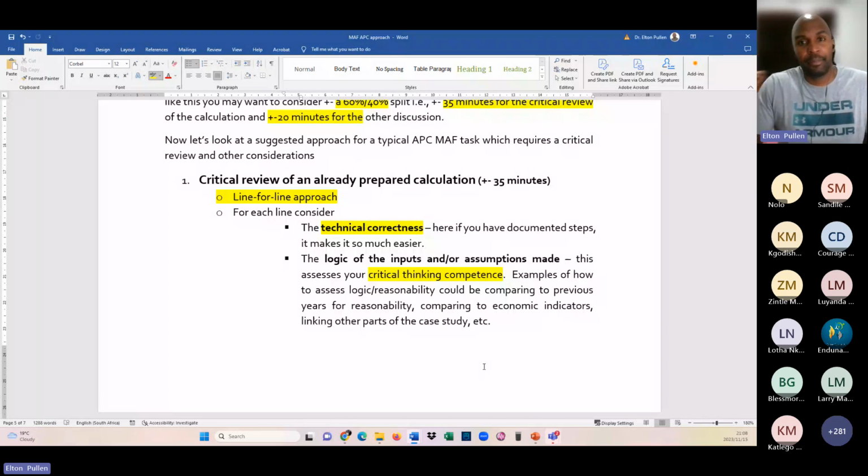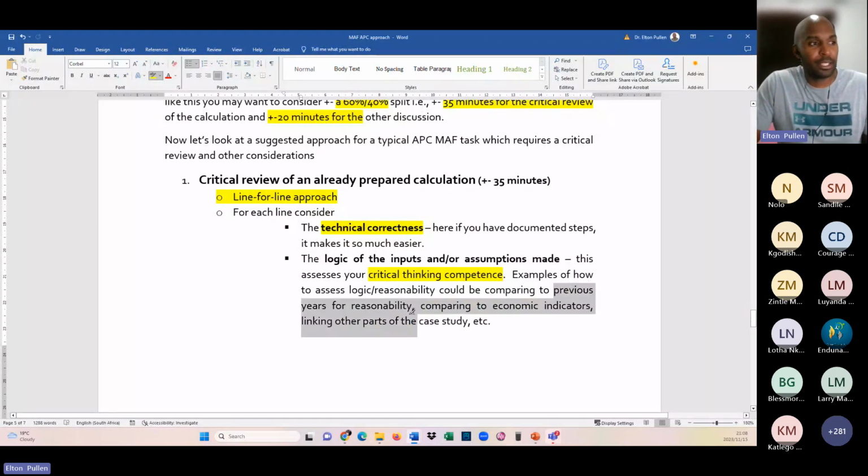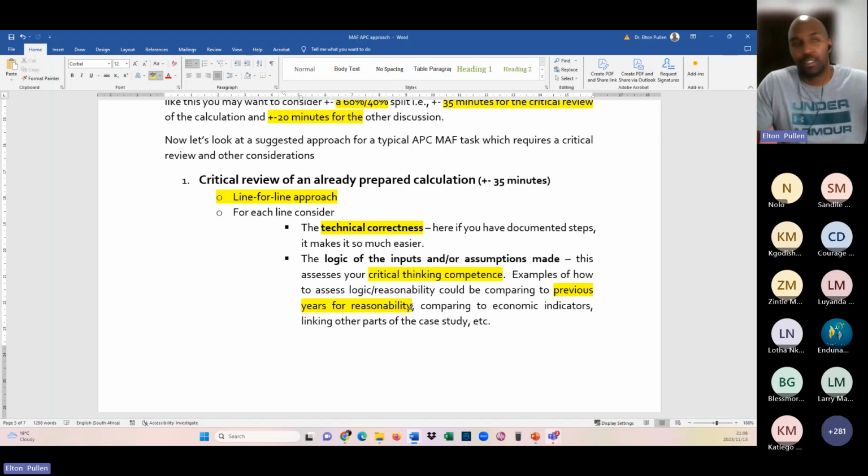critical thinking. The best advice I can give you is just to train yourself to pause and reflect. So when I go to the line, I pause and reflect on, okay, is this number logical? Some examples of how you could assess it: perhaps compare to previous years for reasonability. Like, hey, we've just come out of COVID, 20% growth doesn't sound logical to me.